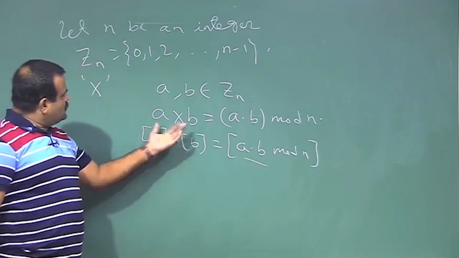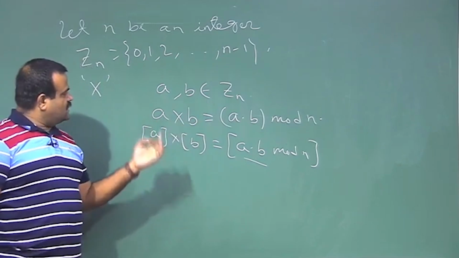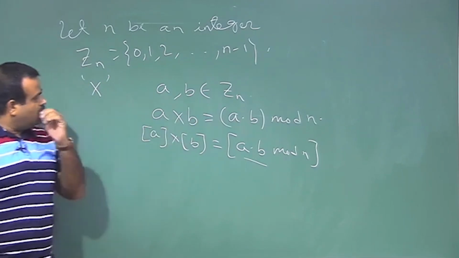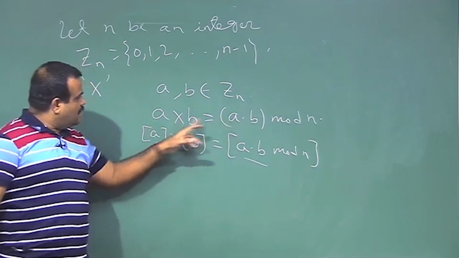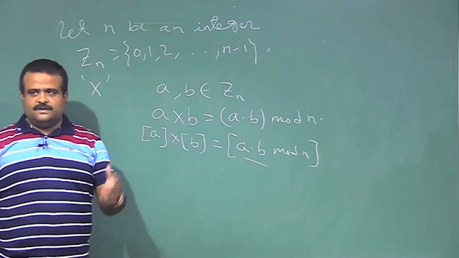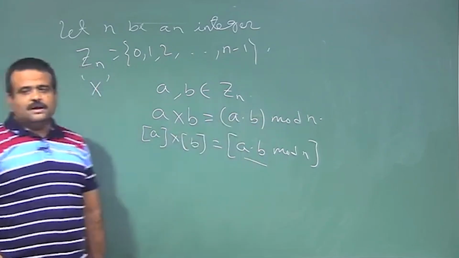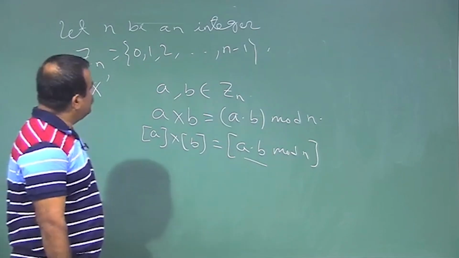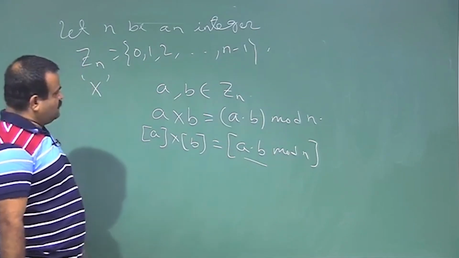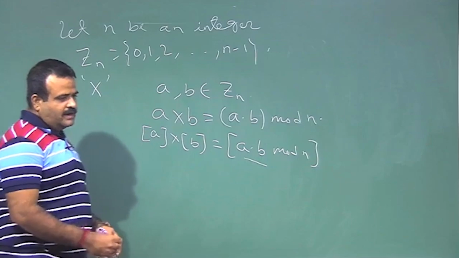So, for simplicity we will just remove the box. This is basically A into B, the integer multiplication or real number multiplication mod n. So, this is how we define the multiplication. Okay. Now, we can take an example.